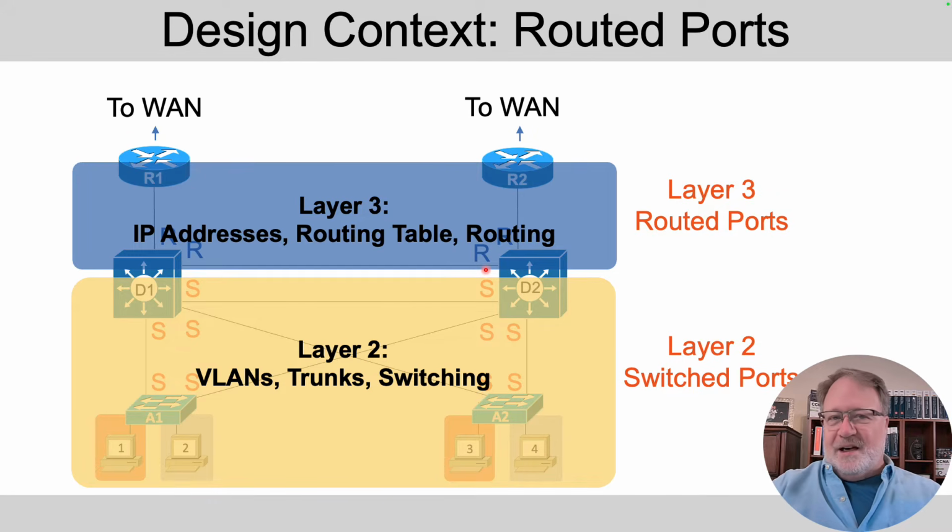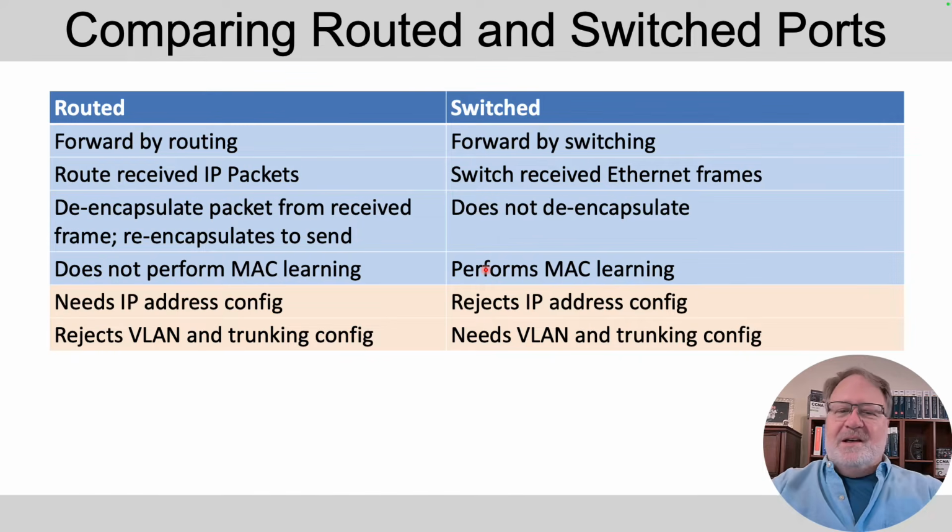So let's compare those ideas for a few moments: routed ports and switched ports. With routed ports, you've told the switch, don't do switching, do routing. So I'm going to forward received data by routing it, versus switch ports, which forward by switching. To expand on that a little bit, we route received IP packets on routed ports. We switch received Ethernet frames on switch ports. One aspect of that on routers is to de-encapsulate the packet from the received frame and re-encapsulate it before sending. Whereas switch ports don't have to do any of this de-encapsulation and re-encapsulation. Routed ports don't perform any MAC learning, whereas, of course, switch ports do.